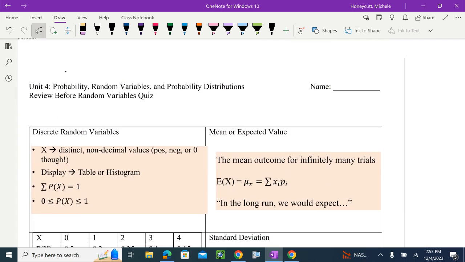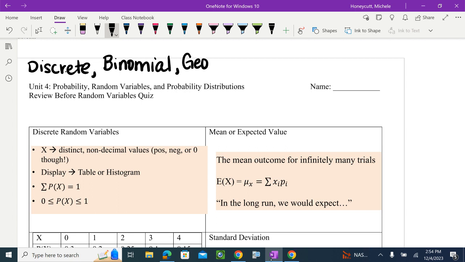There's three things we need to talk about. First of all, we'll talk about discrete random variables. We'll talk about the binomial distribution, and then we will talk about the geometric distribution. And I hope you have your formula sheets handy. If you do not, make sure you pick up a new one from me.